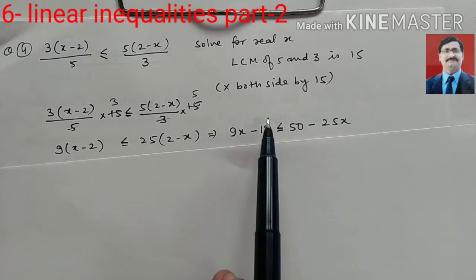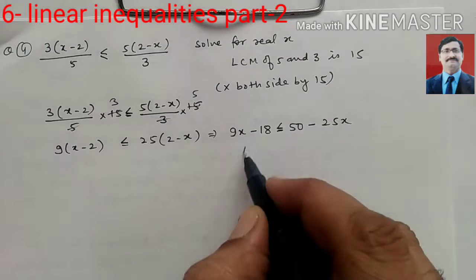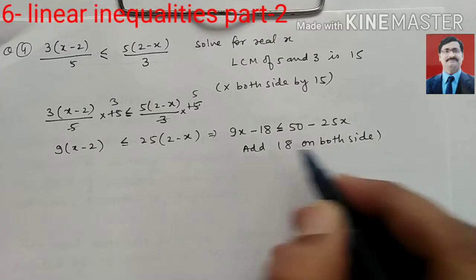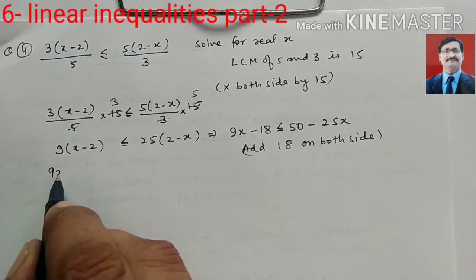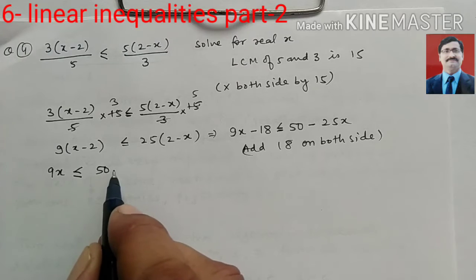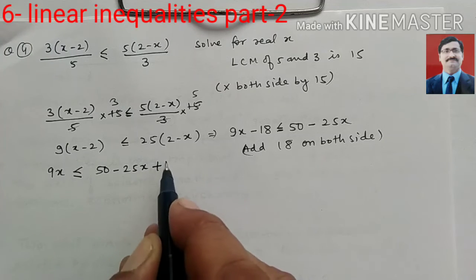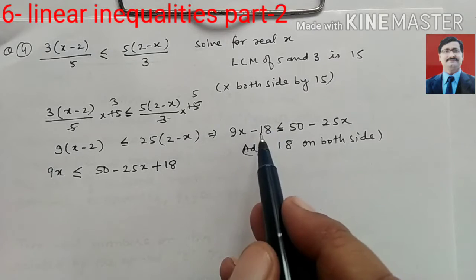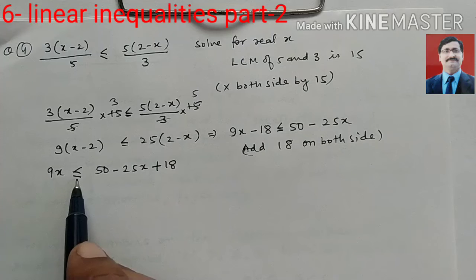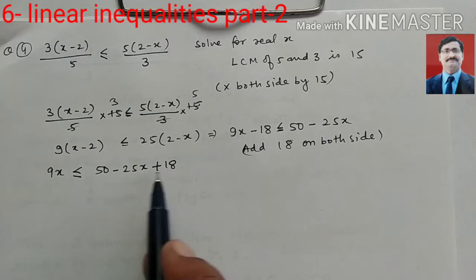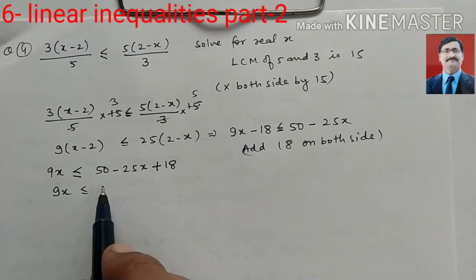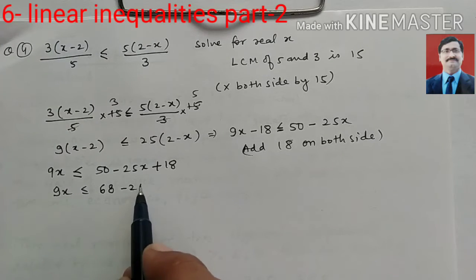Now I do not want this minus 18 here. Add 18 on both sides. If we add 18 on both sides, we get 9x here, this 18 will cancel, and on the right we get 50 minus 25x plus 18. So 9x is less than or equal to 50 minus 25x plus 18, which is 9x less than or equal to 68 minus 25x.